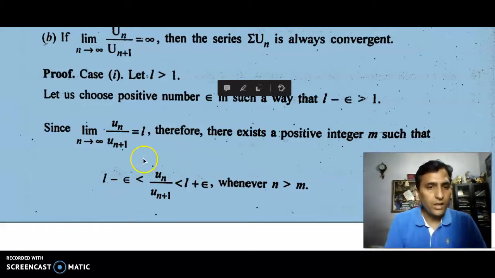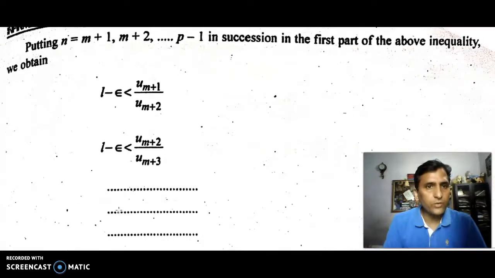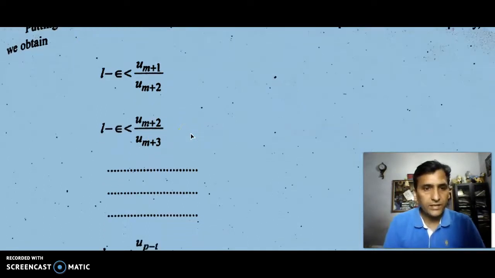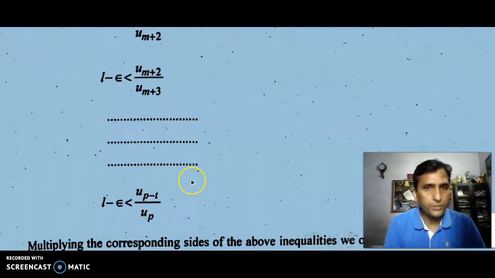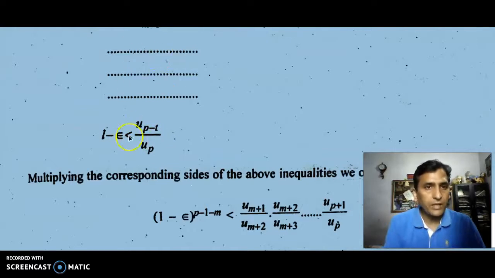But I pick only the left side of the inequality, which is my requirement here. For n greater than m, I choose the values m plus 1, m plus 2, and so on up to p minus 1, in succession, term by term. So n is replaced by m plus 1, then m plus 2, then m plus 3, and so on, and I get these inequalities, the same up to p minus 1. Then I multiply all these inequalities.